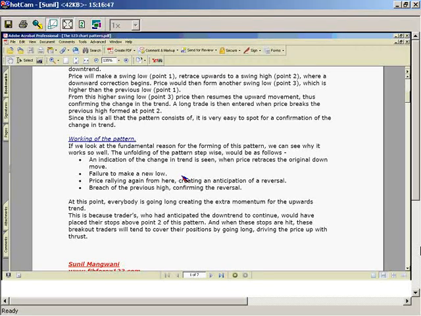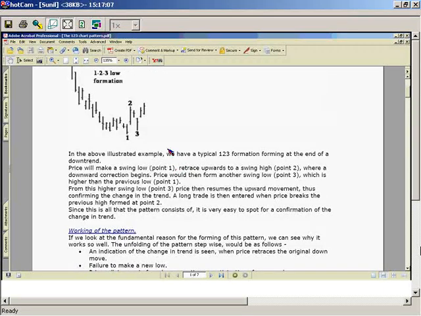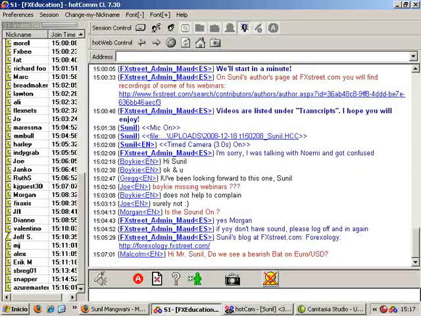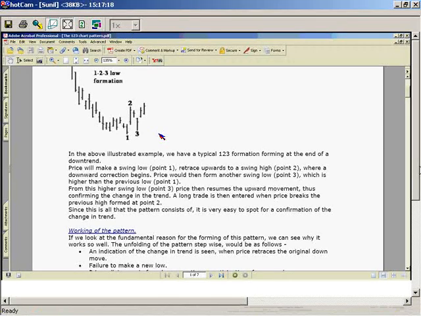Traders who had anticipated the downtrend to continue would have placed their stops. When these stops are hit, you would want to recover your losses. So they will tend to cover their positions by going long, which drives the price with thrust. So there is a mass of traders pushing the price above your point 2. Then there are those traders who were still bears in the market, and they have been caught on the wrong foot, so they want to recover some of their losses. They would tend to reverse their positions. So it adds extra momentum.